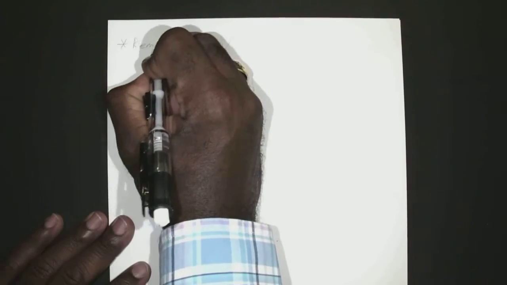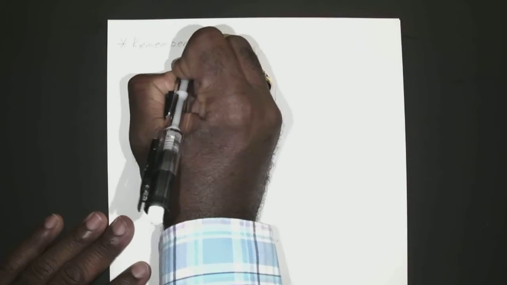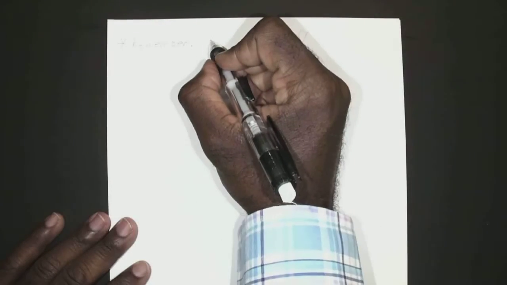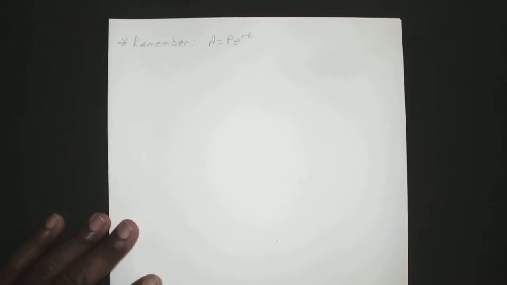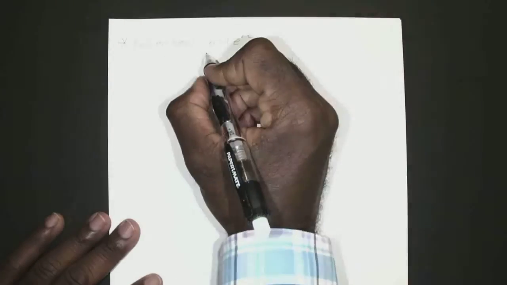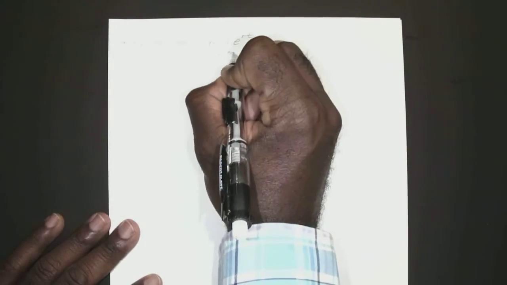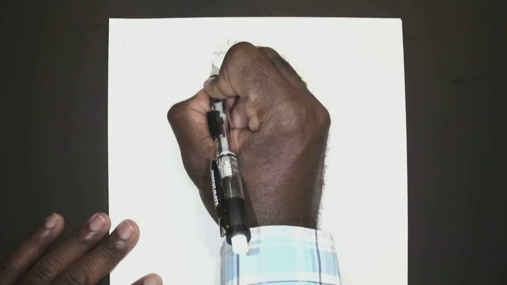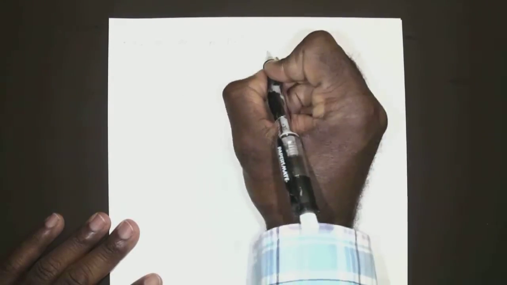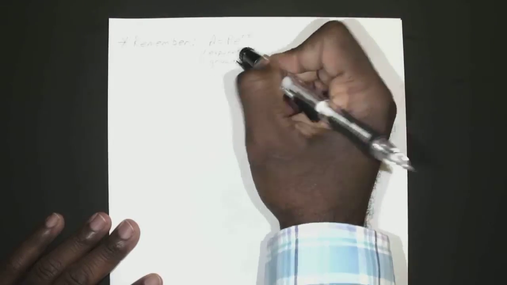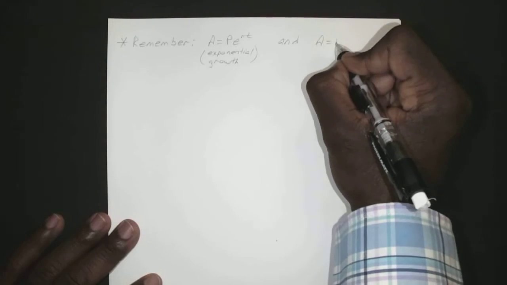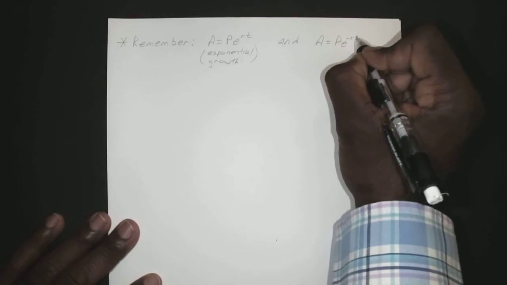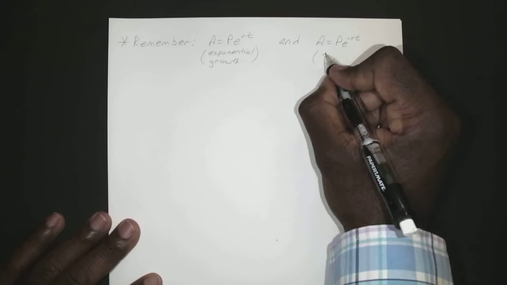Okay, so as a quick reminder, A equals P e to the RT. Remember, that's exponential growth. And A equals P e to the negative RT. That's exponential decay.